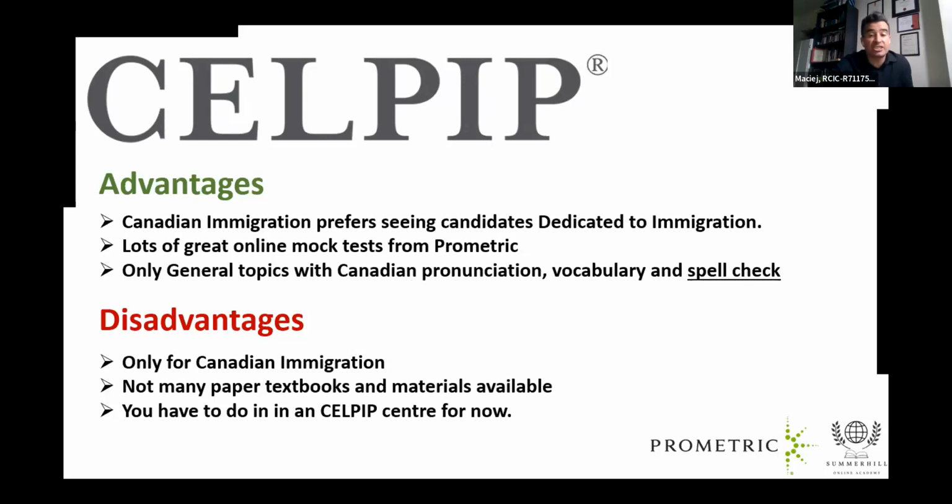The disadvantages: it's only for Canadian immigration, at least for now. Not many paper textbooks are available. I think there was one before they did this, and I'm not sure how many you can find right now. And you have to do it in a CELPIP center for now, I believe. Is there a CELPIP that you can do from home right now?